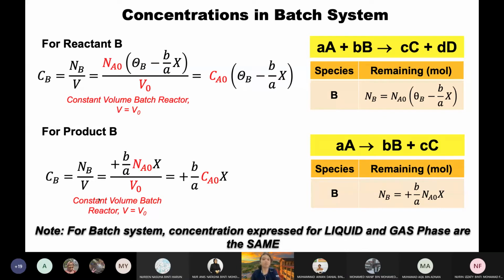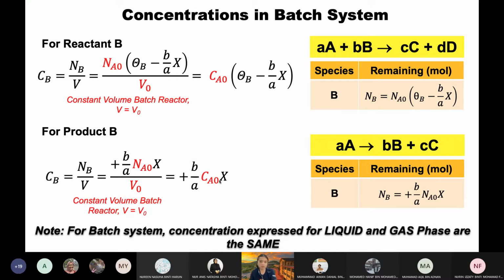So for the second case, so it become CB, outlet remaining concentration of B equals to remaining moles of B over reactor volume. Okay, so remaining mole of B for the case where B is a product, it become B per A NA0 X. Sebab tu it become plus B per A NA0 X. I divide by V0 again. Kenapa saya jadikan V kepada V0? Sebab then saya boleh NA0 top divide by V0 bottom, I get CA0. So now my CB equals to plus B per A CA0 X.